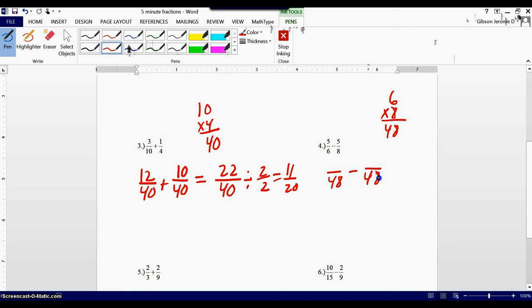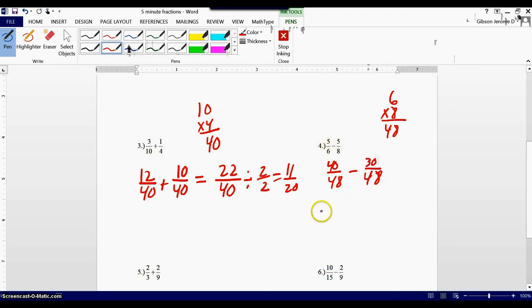Now again, since our denominators have changed, that means our numerators must change. And we would do the same thing we did with addition. We will multiply across. The top times the bottom: 5 times 8 is 40. The bottom times the top: 6 times 5 is 30.